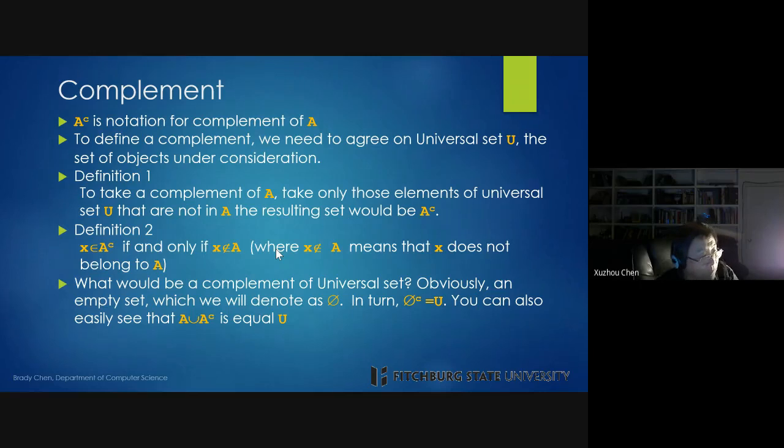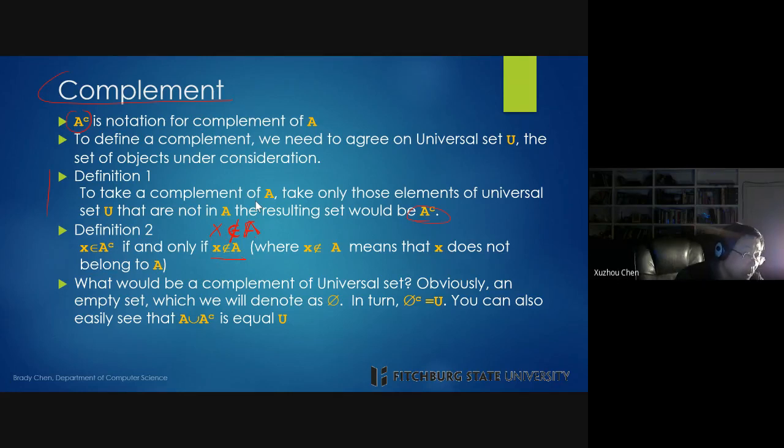Now complement. We use the notation A to the C, so A to the C is the notation for the complement of A. We use a definition like this: to take a complement of A, take only those elements of a universal set U that are not in A. The resulting set would be the complement of A. Or we can say X belongs to the complement of A if and only if X does not belong to A. X belonging to A means X is an element of A, but if we say X is not an element of A, we just put a vertical line through the symbol.